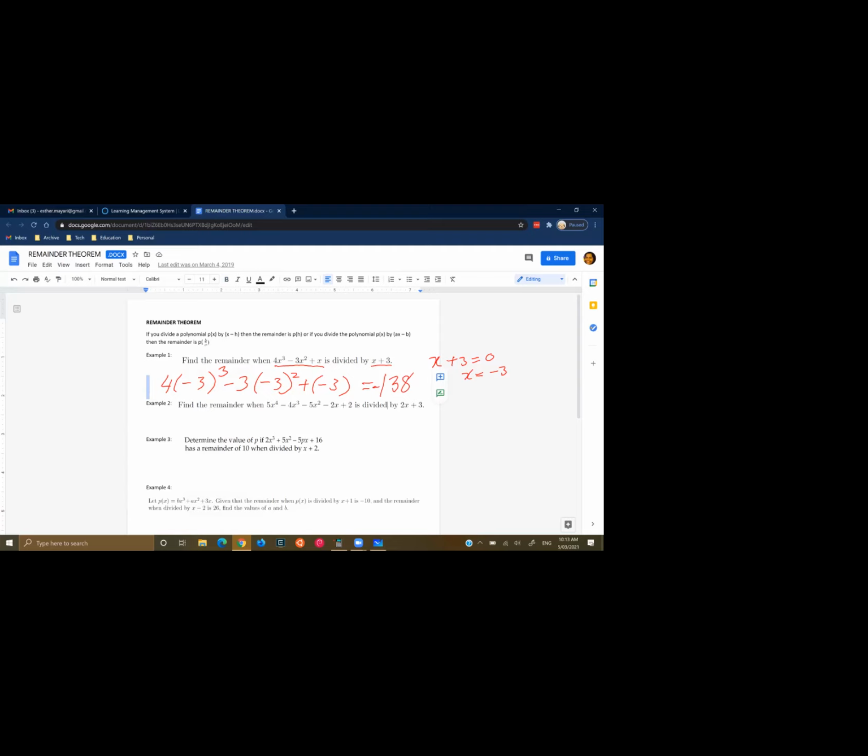So the next one, example 2: find the remainder when 5x to the power of 4 minus 4x cubed, the whole polynomial written there, is divided by 2x plus 3. So now, as I talked about before, what we are going to be substituting is not negative 3. So you're going to say 2x plus 3 is equal to 0. So 2x equals negative 3 and x equals negative 3 over 2.